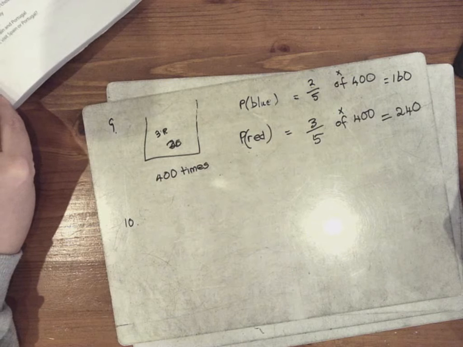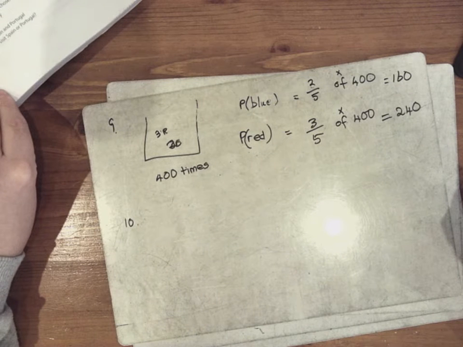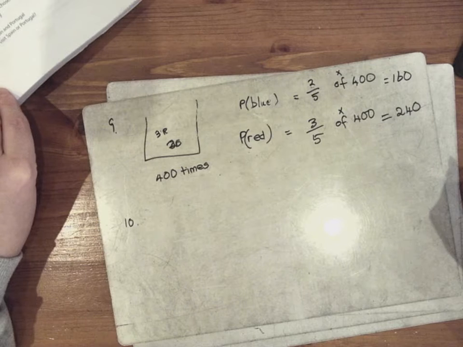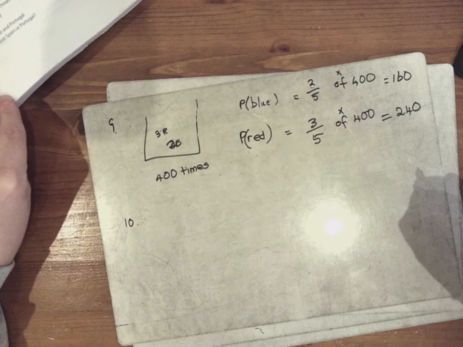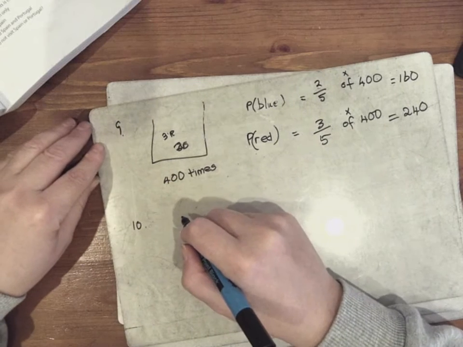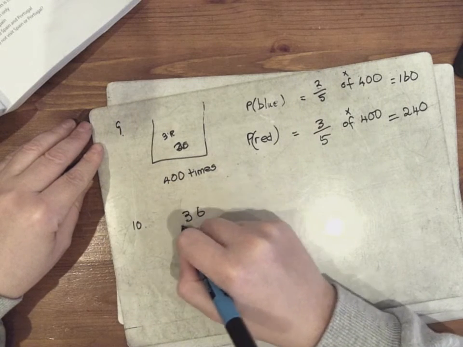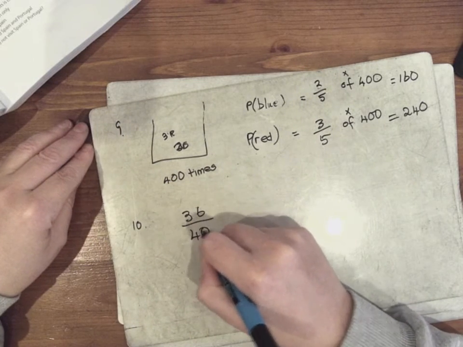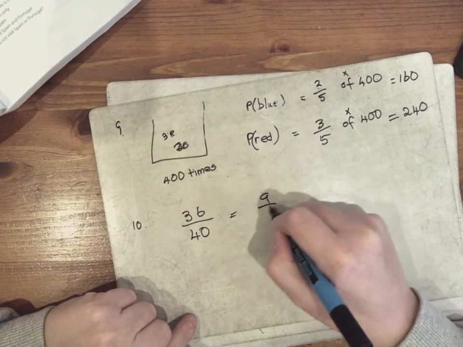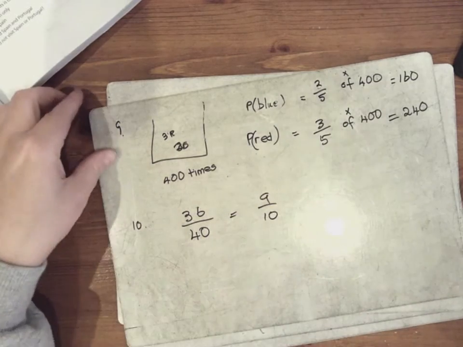Okay, number 10. In the experiment, a gardener plants 40 daffodil bulbs, of which 36 grew to produce flowers. Use these results to estimate the probability his next daffodil bulb will grow to produce a flower. So 36 out of 40 produced a flower. So there's your probability. That cancels down to 9/10, but you don't have to cancel it down. Okay, number 11 is next.